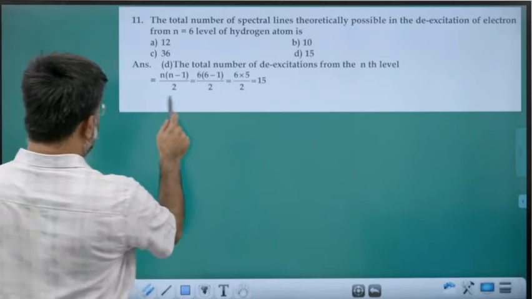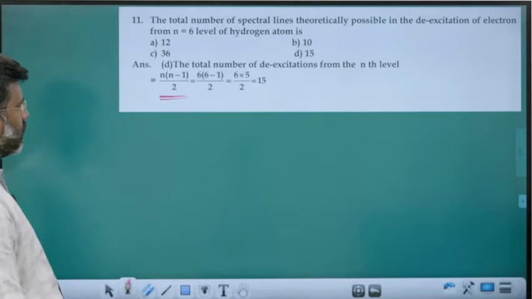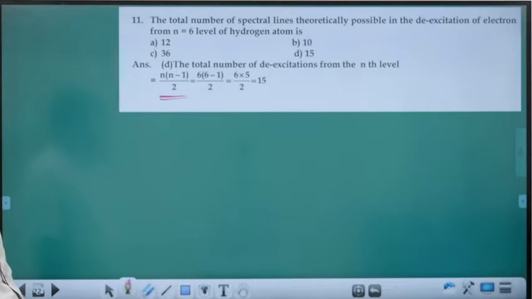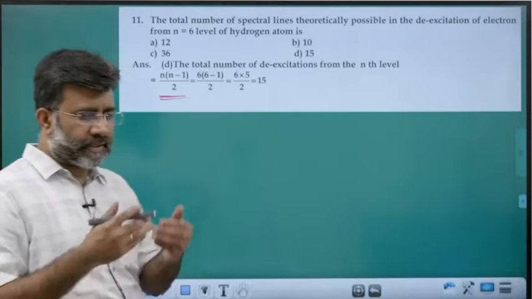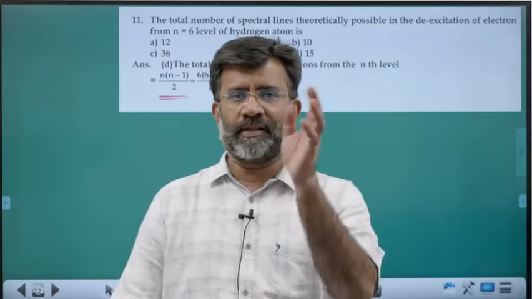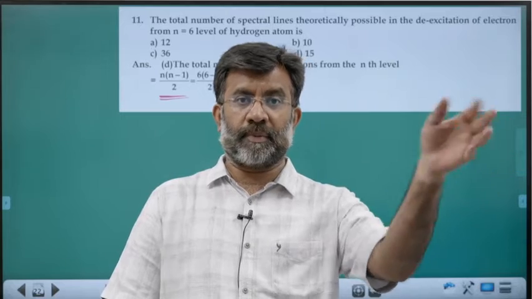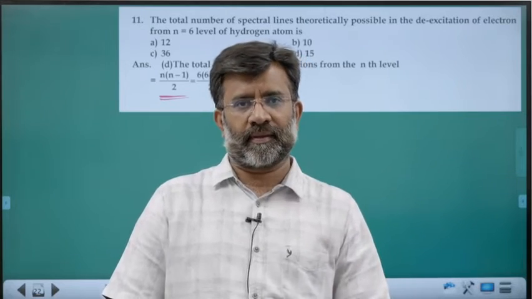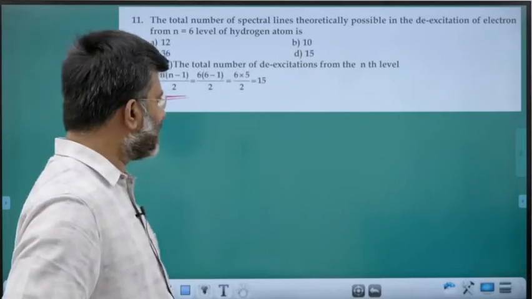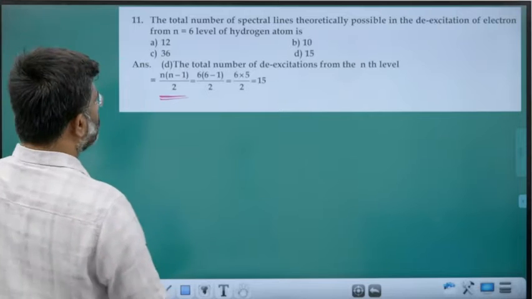So this equation is taught in the classes: n into n minus 1 by 2. Suppose it is n2 to n1, you know the formula: n2 minus n1 into n2 minus n1 plus 1 by 2. Next. So which answer?